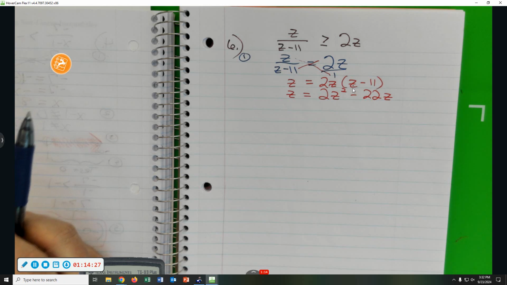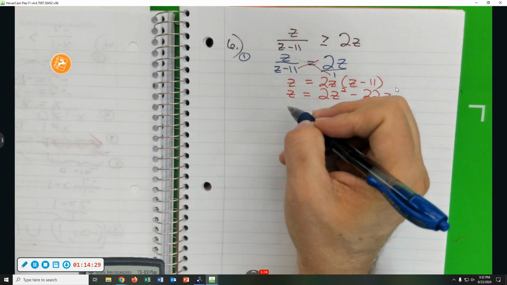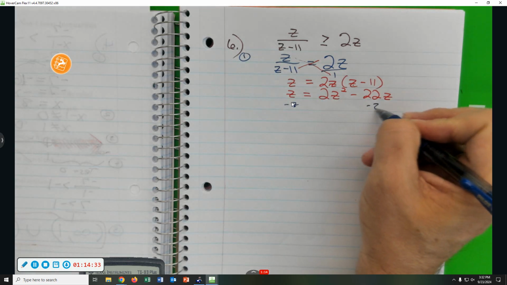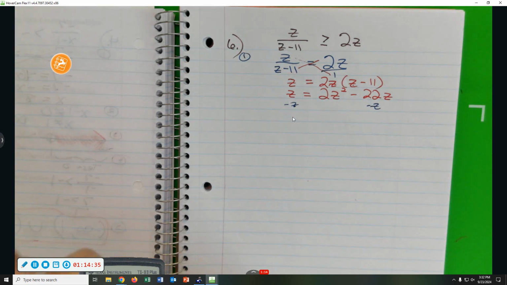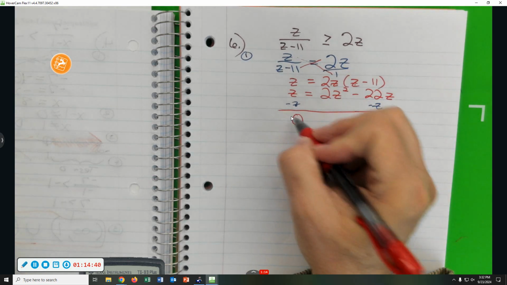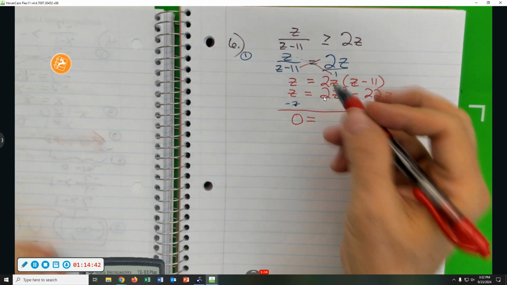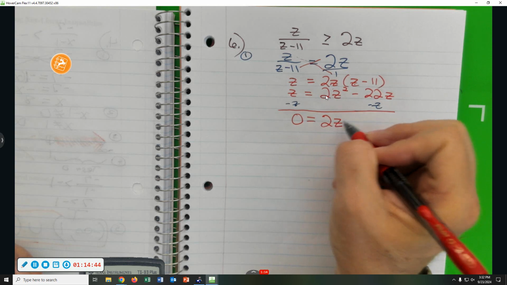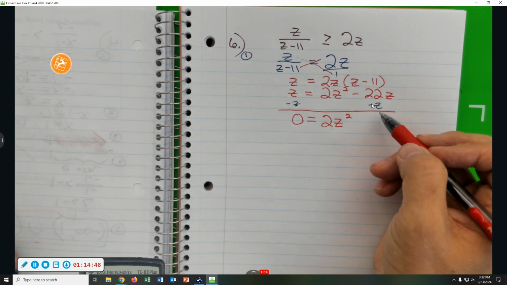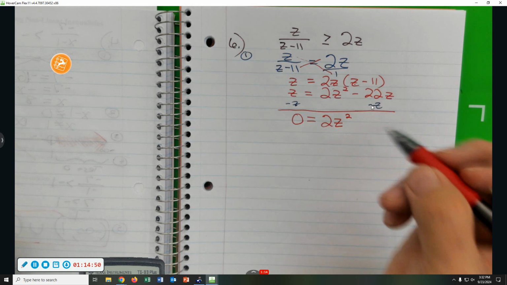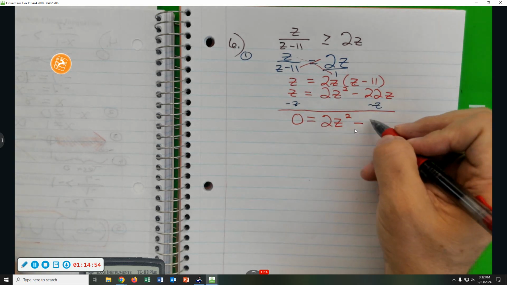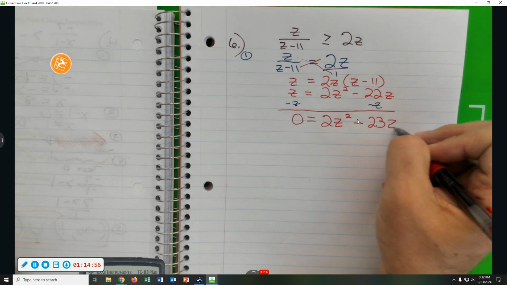Moving that z over by minus z. What's that going to give us? We'll have 0 equals 2z squared, negative 22z minus an additional z is going to give us negative 23z.